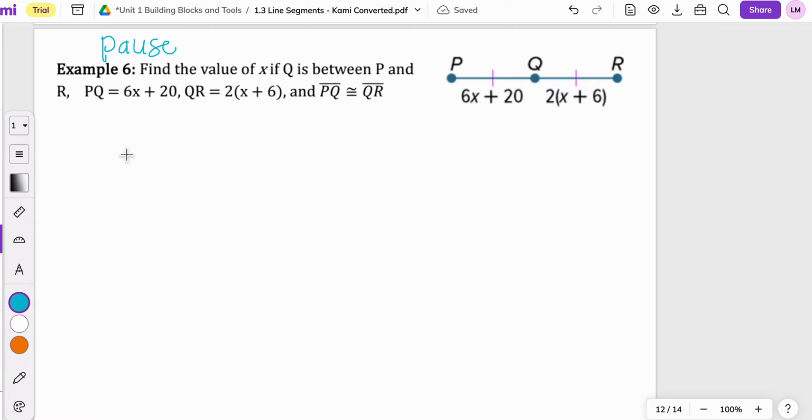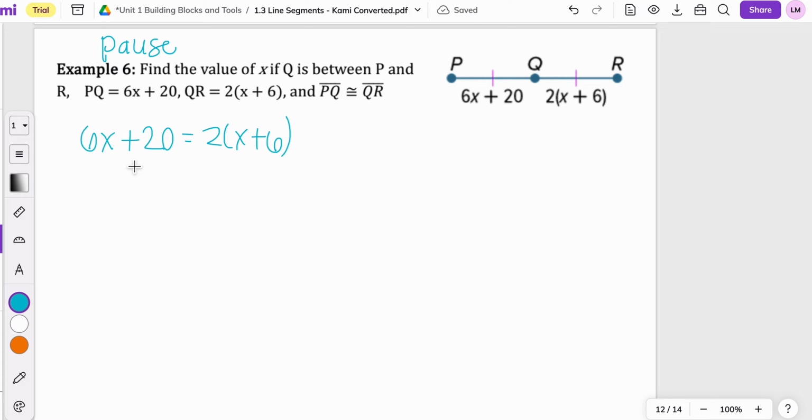All right, this one's kind of nice because it already has a visual for us. It says find the value of x if Q is between point P and R, and PQ is 6x plus 20, and QR is 2 parentheses x plus 6, and that PQ is congruent to QR. So since I know they're equivalent, I'm going to go ahead and write down 6x plus 20 is equal to 2 parentheses x plus 6.